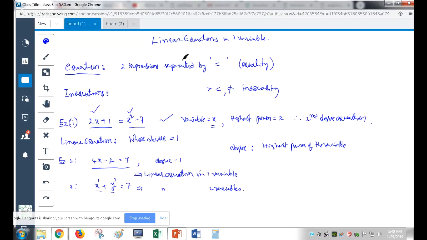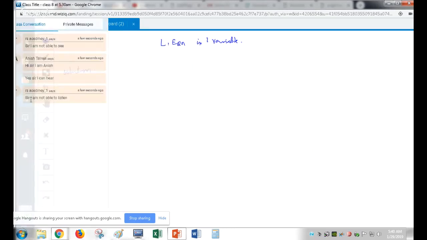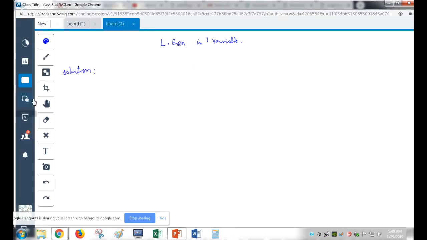Okay. Now, our chapter name is linear equation in one variable. So now we are going to learn about linear equation in one variable. We are going to discuss this. So first of all, you should understand the solution. Now you understood what a linear equation in one variable is. So you can identify a linear equation in one variable.